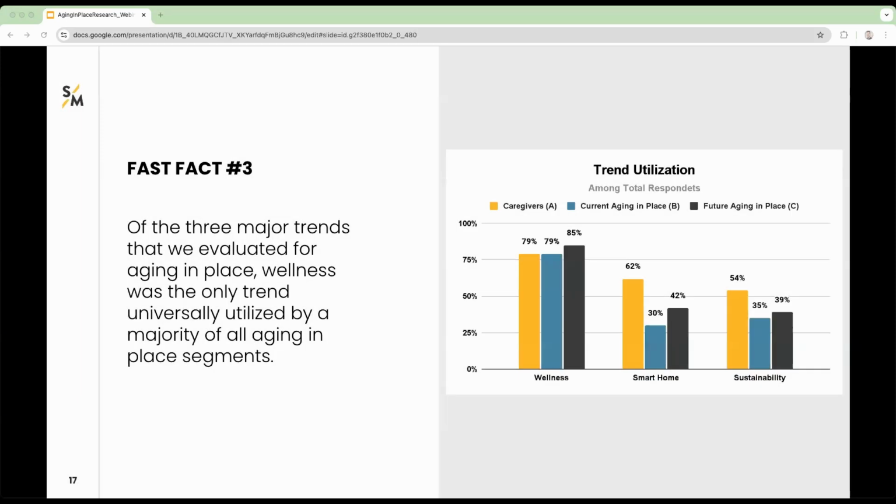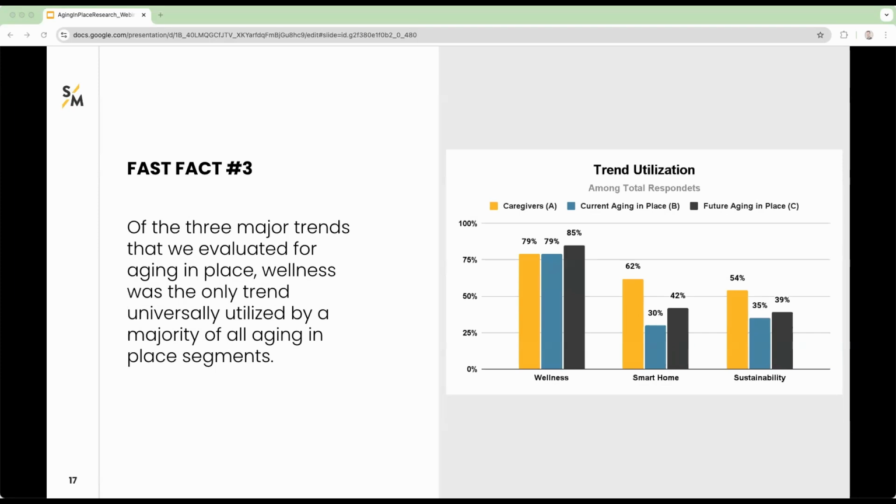Fast fact number three, and we'll dive into a lot more detail on this third point as we get deeper into the data a little bit later on. But right up front, we saw a wide gap between those who cared about and invested in wellness modifications and features for aging in place in particular, compared to those who invested in smart home technology and sustainability as part of their aging in place plan.